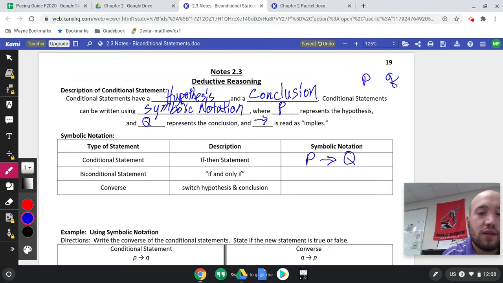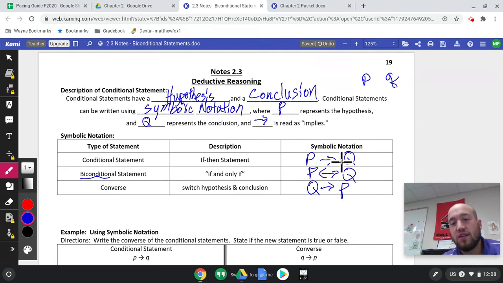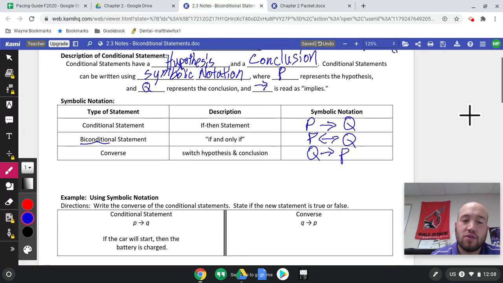We also sometimes will have the converse, where we switch it. So that's going to be written as Q implies P. And then if both of those are true, we can have something called a biconditional statement. We can only have that if both the top and the bottom are true. It is written P implies Q and Q implies P. Do you see how it's a double arrow, that it goes either way? And that is only possible if both of those are true.